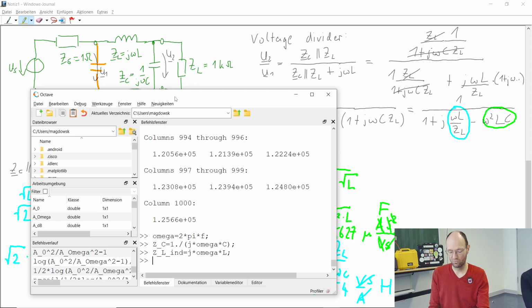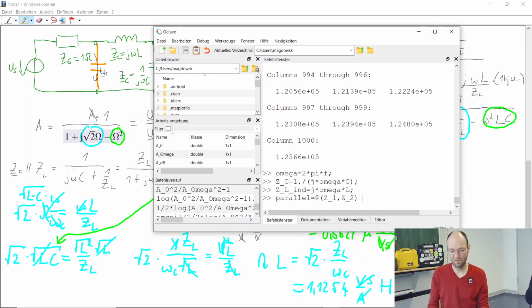And okay, before we do this, it would be good to have some function that does a parallel connection for us. So the parallel circuit of 2 impedances is, so we could use the same formula as over here, or we could also use this. It's the product of the 2 divided by the sum, right? Okay.